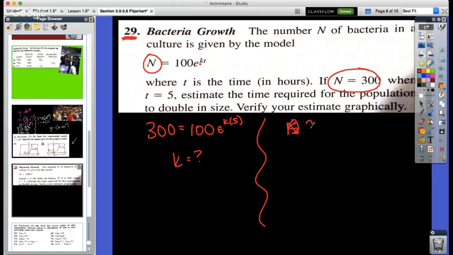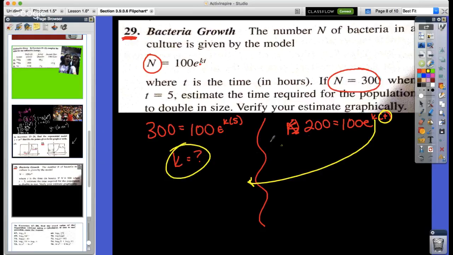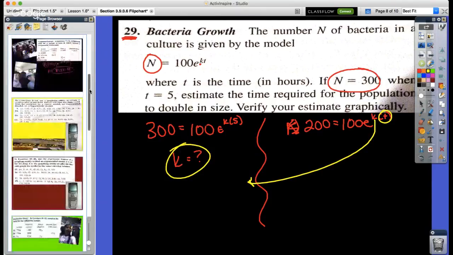So double would be 200, right? Equals 100 e to the kt power. What we would look for here is the T once I find what K is from this point. So you're going to find what K is, plug it in, and again, 29 is what you would use for that, all right?